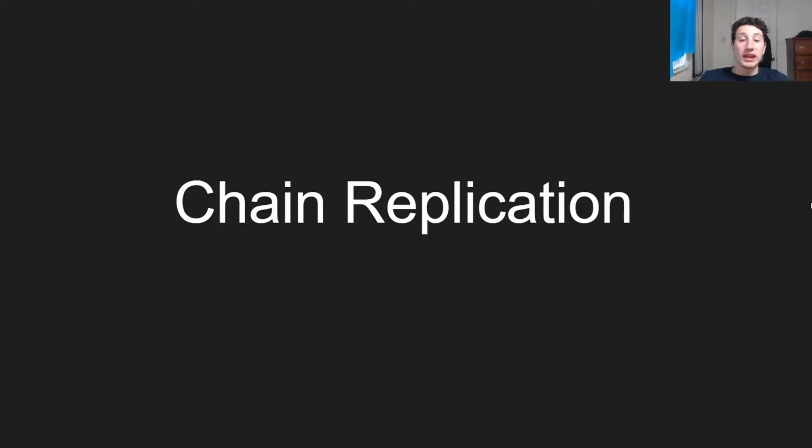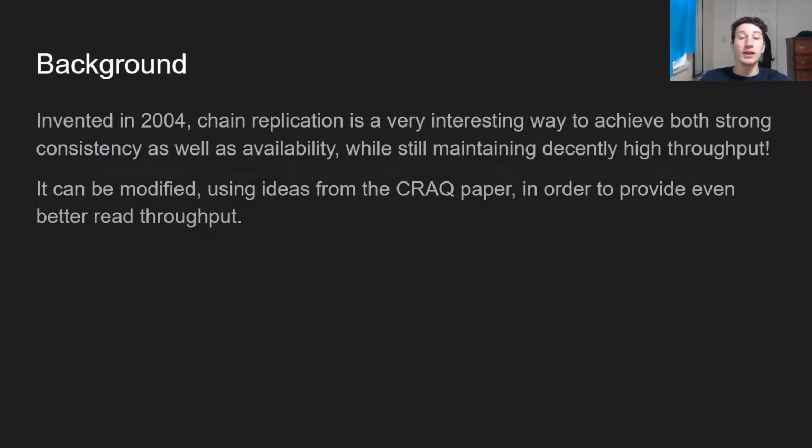Okay, chain replication. So what is it? Unlike some of the other replication schemes that we've spoken about, in 2004 the original paper for chain replication came out and basically said here's a way that we're going to achieve both strong consistency and high availability while maintaining pretty high throughput. Then there's the subsequent paper that came out called CRAQ, C-R-A-Q, and basically that provides even more read throughput. So I'm going to go through how all of these processes work.